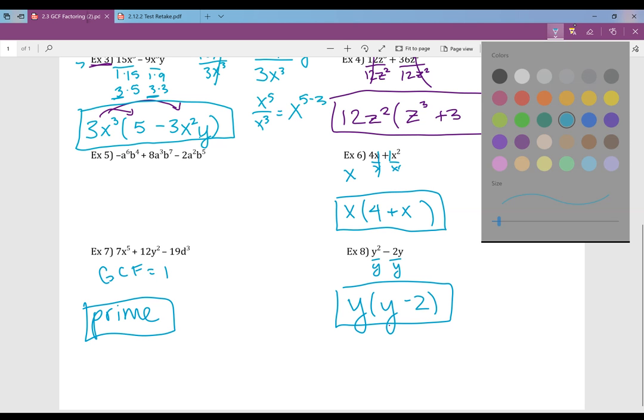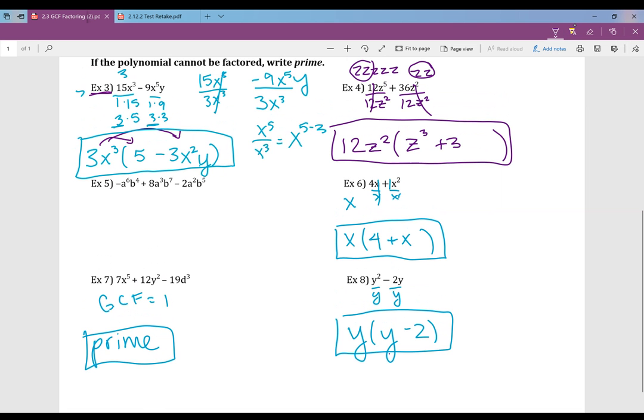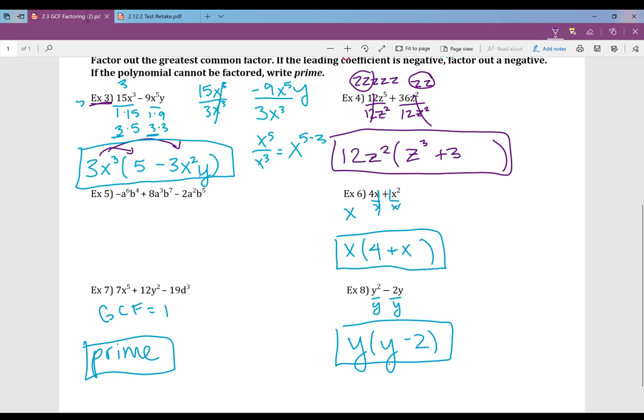Okay, let's look at example number 5 really quick. You won't have any this hard on the assignment, but we'll just do this example so you can see it. So the first thing to notice is our leading coefficient is negative. So since the first term is negative, our GCF is going to have a negative in it. If your first term is negative, you want to pull out a negative. Now, if we look, our numbers don't have anything in common, right? We have -1, 8, and -2. Those don't have anything in common besides 1.